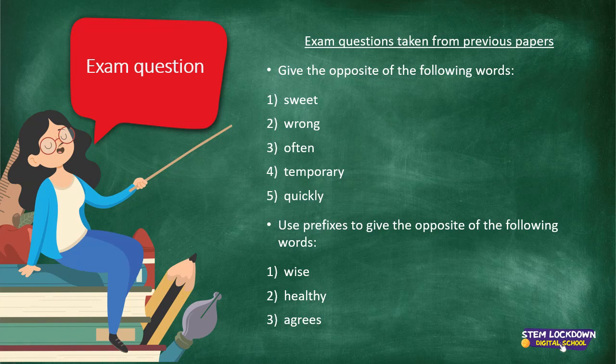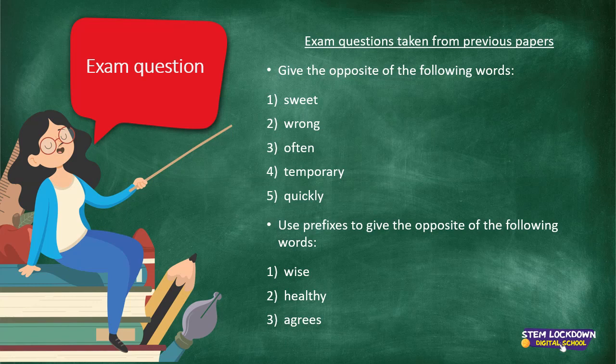And then for temporarily, we have permanent or lasting. So if you said lasting, that is still correct. Okay. And then for number 5, we have quickly. So for quickly, it's obvious it would be slowly. Okay, so I'm hoping that everybody got those ones right, because they were very easy.